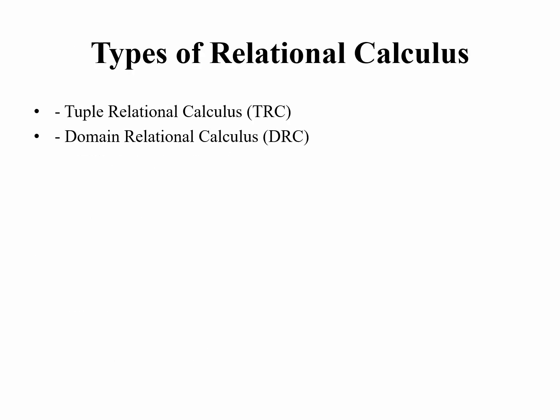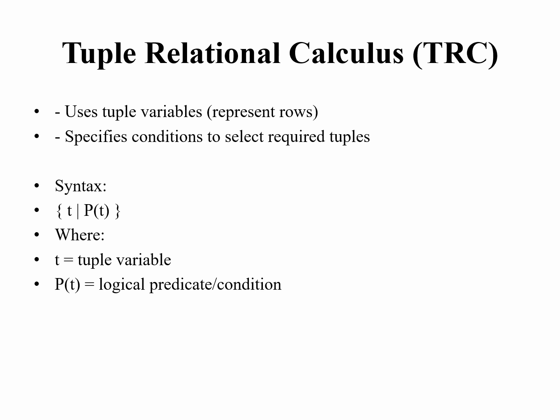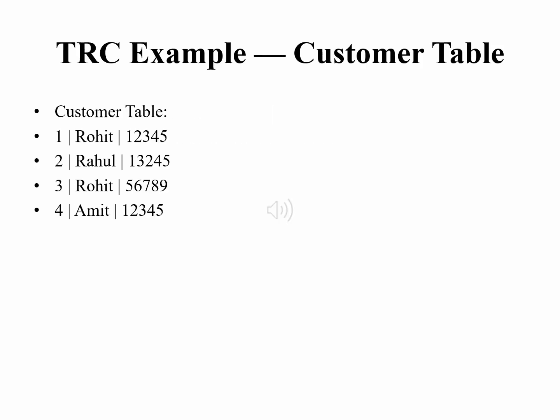There are two main types of relational calculus: tuple relational calculus and domain relational calculus. In tuple relational calculus, we use tuple variables that represent rows in a table. We specify conditions for selecting the required tuples. Here the syntax is given, where t is the tuple variable and P(t) is a logical condition.